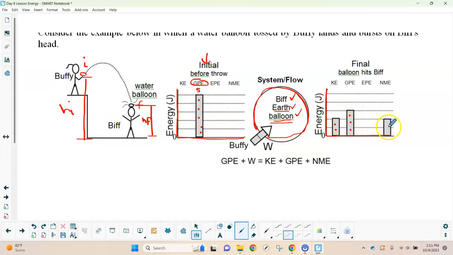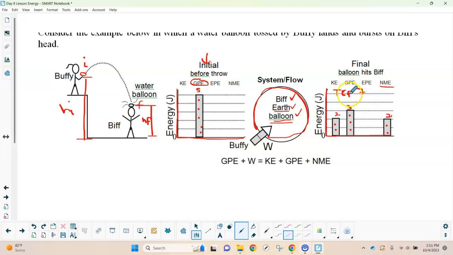So that's okay. And then we have this other stuff here, this non-mechanical energy. That's our heat and sound. That's what I would imagine happens when the balloon runs into Biff. There's going to be some heat and sound generated. And that is 2 bars. So if you look at this, this is 5. If you add up 2 and 3 and 2, that is 7. So that seems to violate our total energy in the beginning and total energy final being the same.